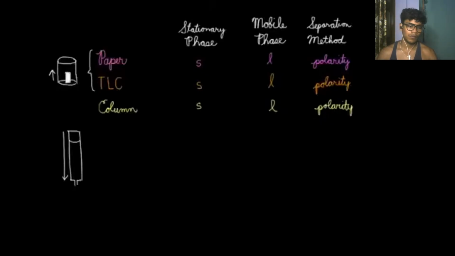In basic column chromatography, the stationary phase is silica gel, while the mobile phase is an organic solvent, with separation occurring based on polarity, allowing different compounds to travel at varying speeds.